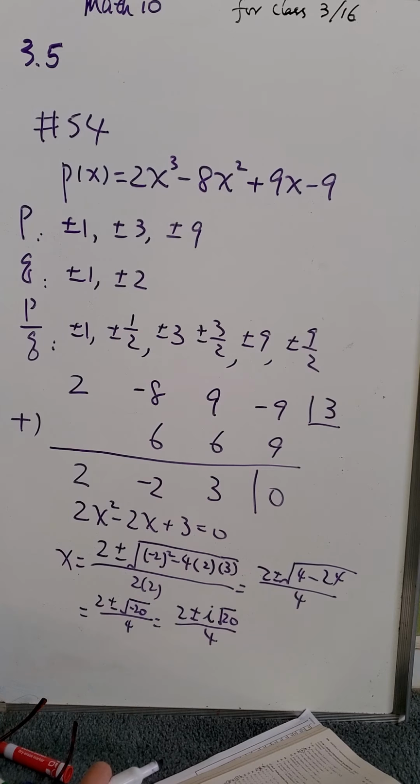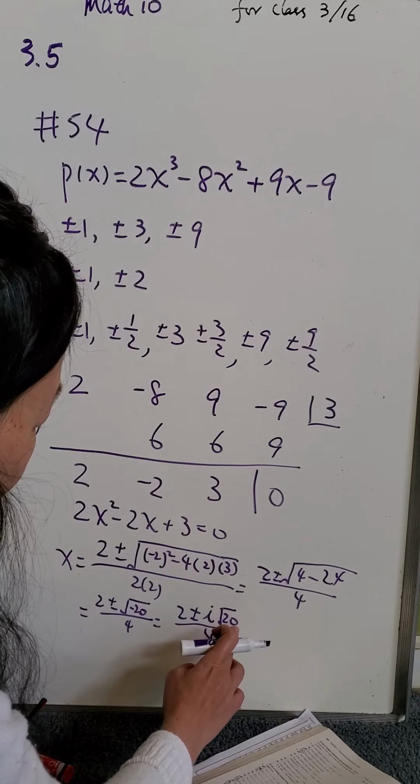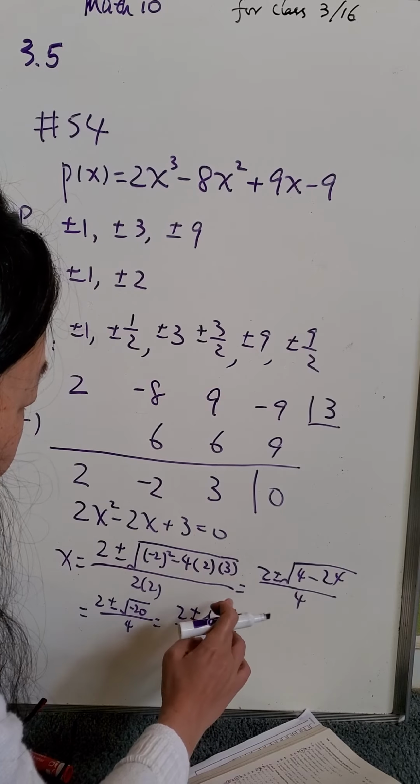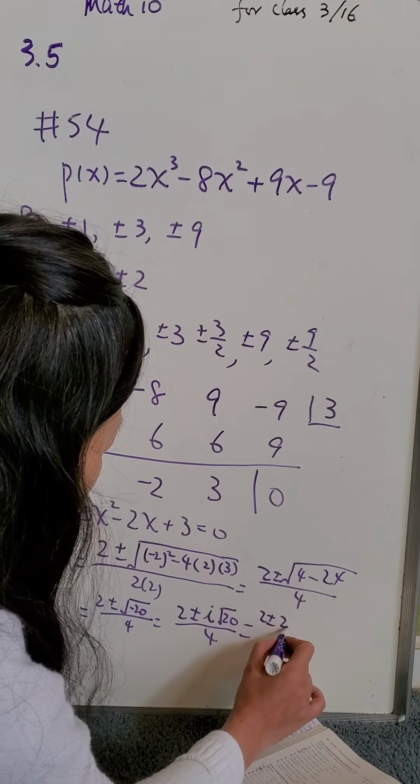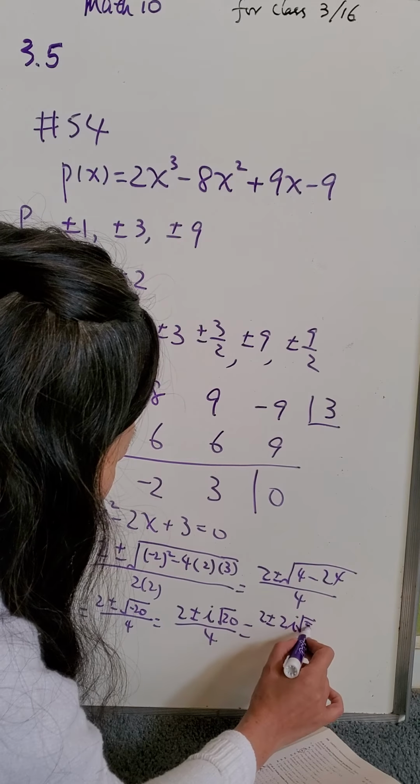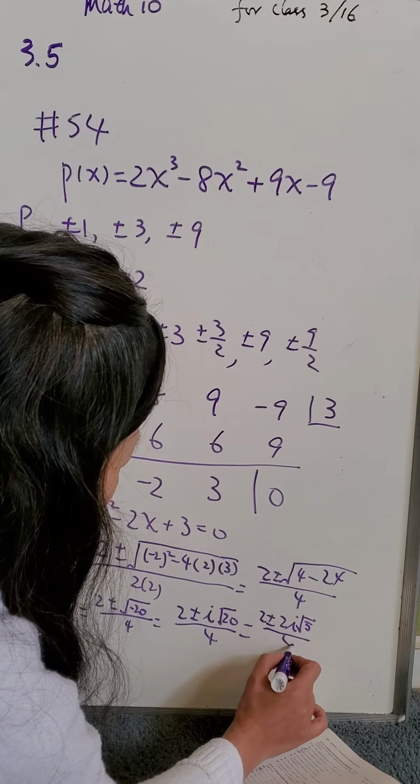Well, here's the problem. 20 comes out of the root as 4 times 5. So then when 4 can come out of the root, it becomes 2. So that becomes 2 plus minus 2i square root 5 over 4.